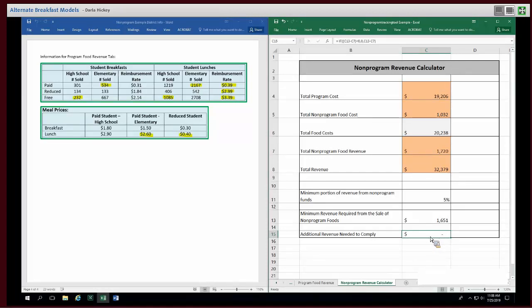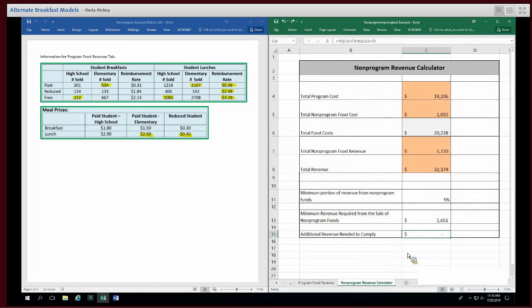I do not need to increase my prices. If I had a number in there, that would mean I would need to increase my prices or transfer non-federal funds. And this is the amount that would be transferred for every 5 days, so it would need to be multiplied out by the days in the school year.